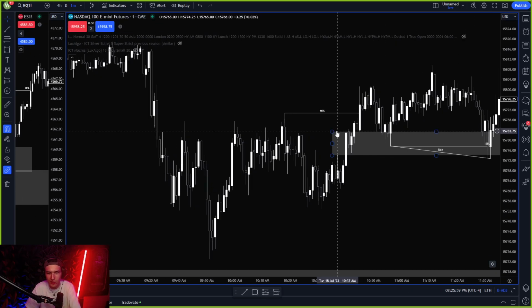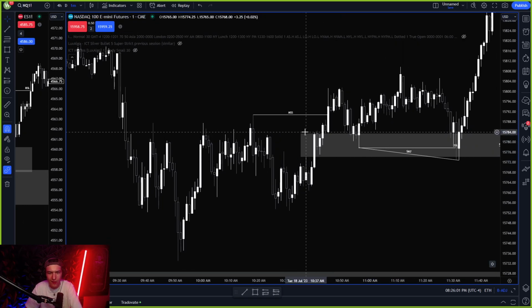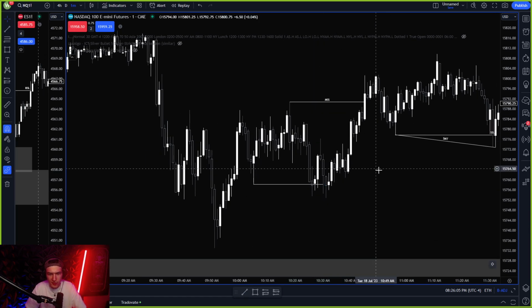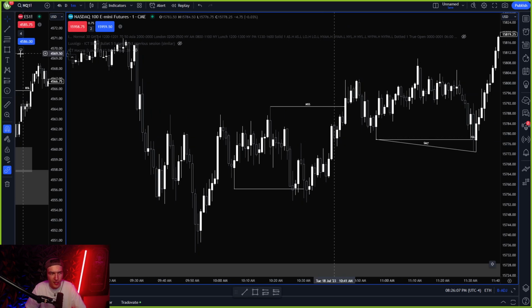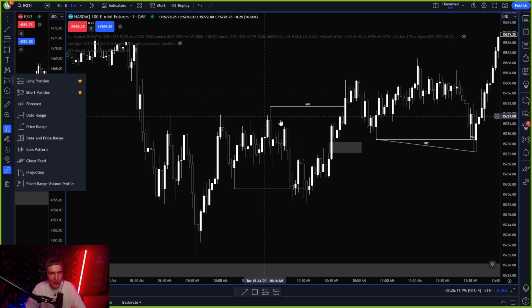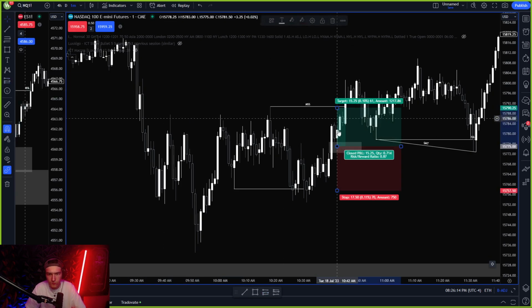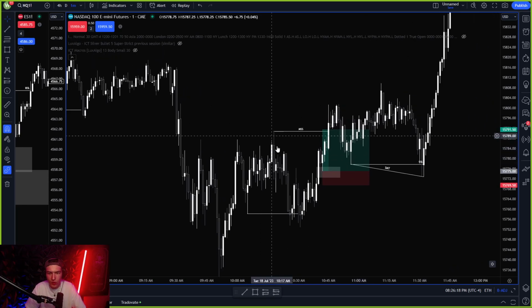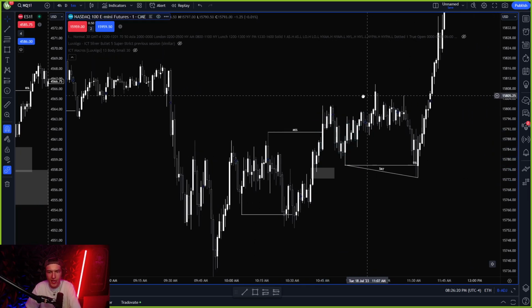The only long that I would say is really a setup is this. We come back down, we sweep this high, you have a break, you get this displacement, and this would have been a possible long targeting that high. I guess that would not have been a bad long. Other than that, once we break through this and then get displacement, that is when you zoom out.